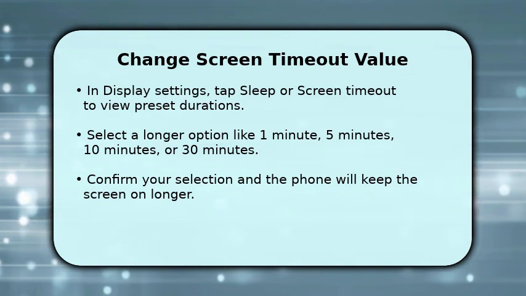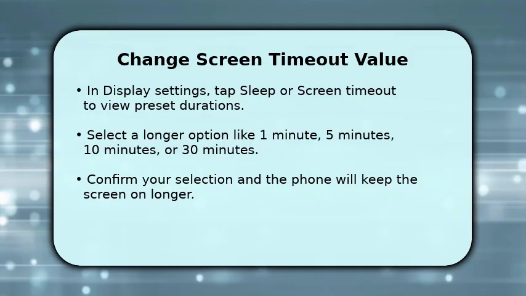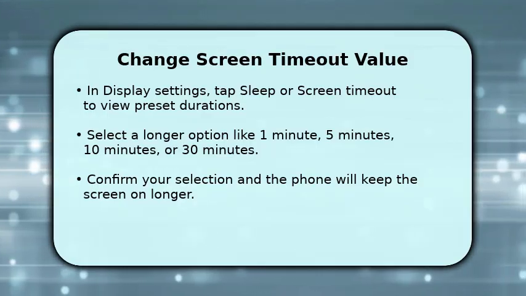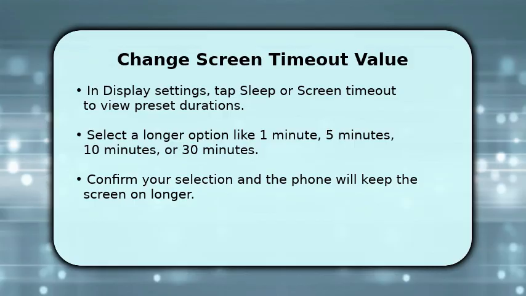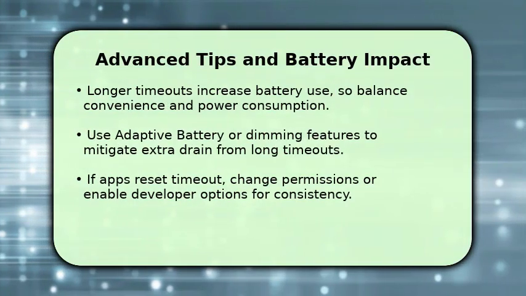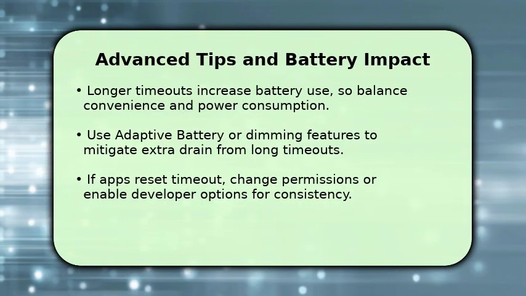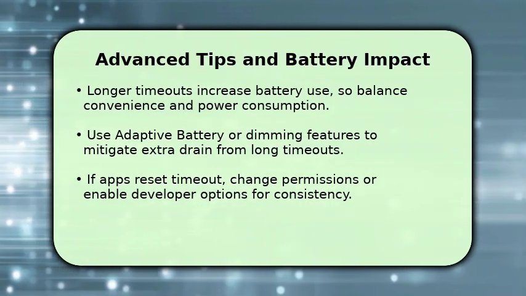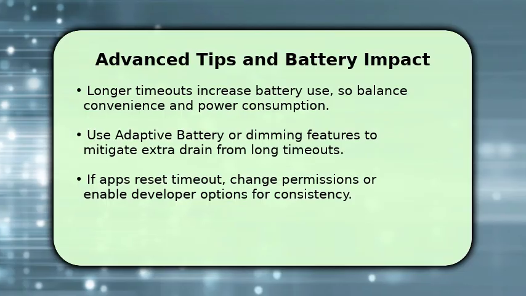Longer screen timeouts increase battery use, so balance convenience and power consumption. If you plan to use 10 minutes or 30 minutes frequently, expect a noticeable impact on battery life. Enable adaptive battery or automatic brightness to help mitigate extra drain from long timeouts.